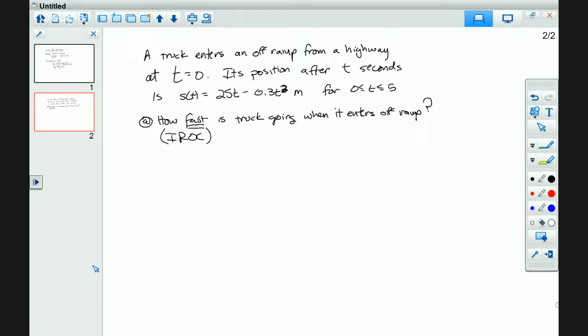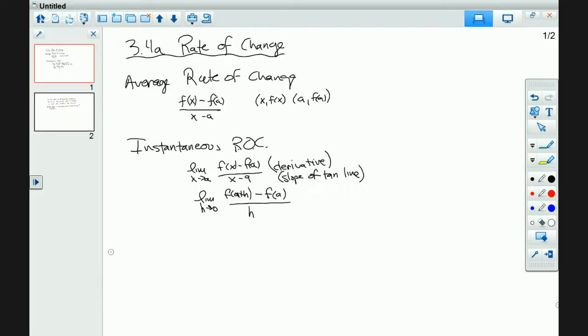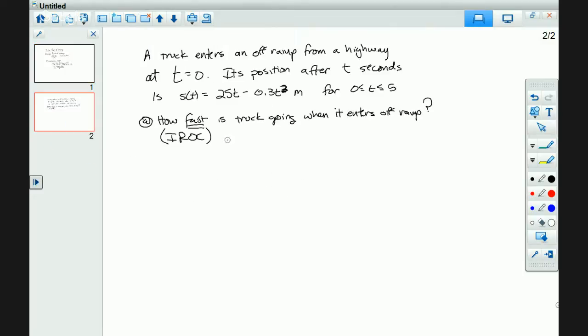What do we know? If we have a position function, what do we do to get instantaneous rate of change? Take the derivative. And then we'll evaluate it at what time? At 0. Okay, so s prime at t, 25.